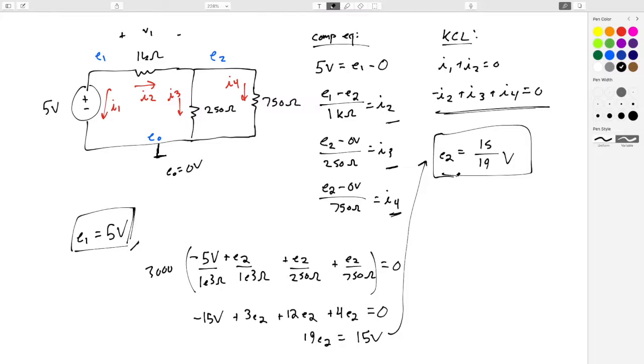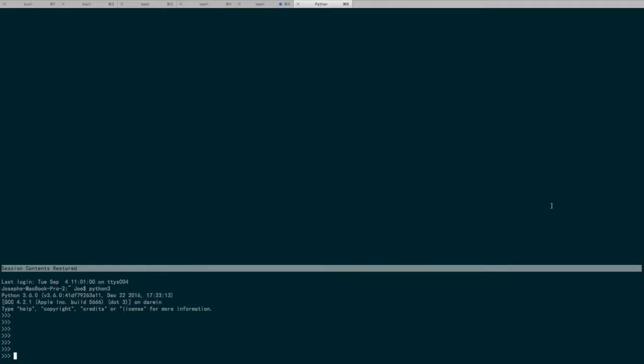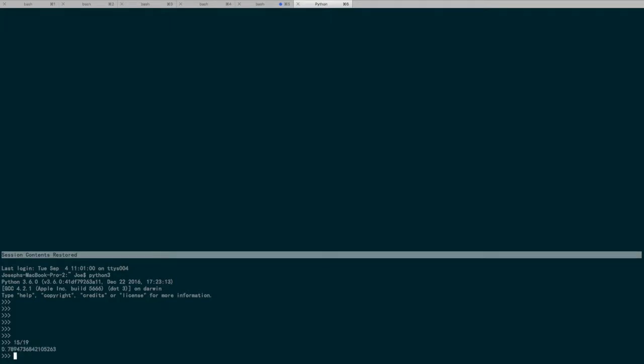Nice. We actually now have E1 and E2. Those are our two node voltages. So we have those. We can now go back and figure out our currents as a result as well. So I1 we don't know yet because it's going to be based off of I2, but we can say I2 equals 5 minus 15 over 19. Okay, 5 minus.